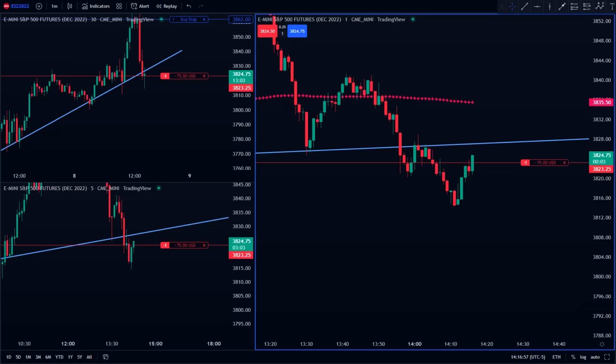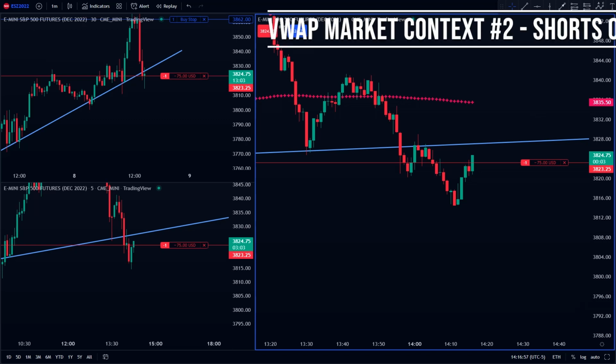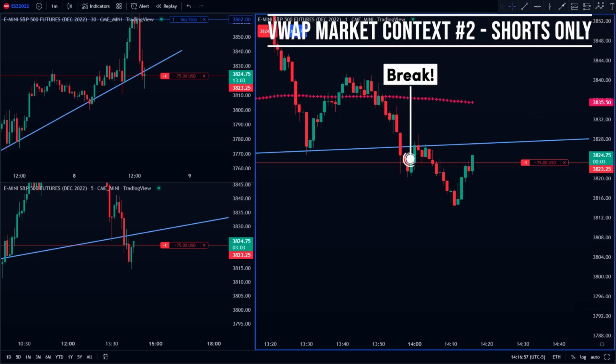Currently, we can see that the majority of the candles are closing below the VWAP, so we're in market context 2. Then we notice the break of our trendline where 3 or more candles have closed below it. Then we see price retest and reject off of the trend line to the downside. So I open up a short position with confidence that the price will go down in the direction I want.